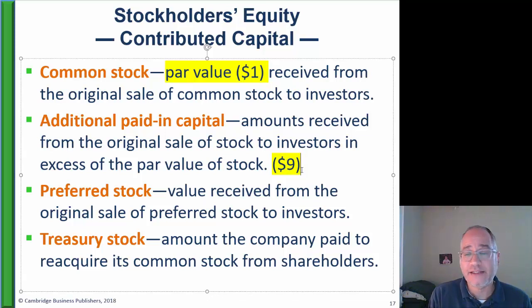Preferred stock is a different class of stock. It's very unusual. But this stock usually carries a fixed dividend, and the company has to pay the fixed dividend before it can pay dividends to common stockholders.